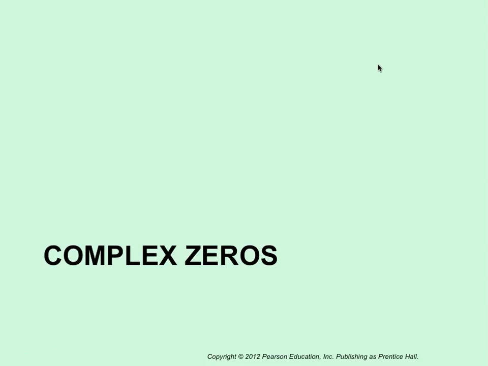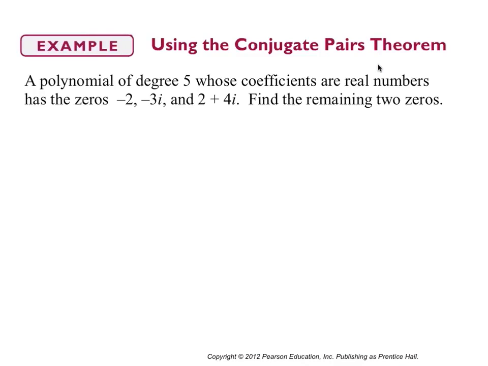Okay, now let's do a quick review of complex zeros. So this should be an easy concept once you remember this, but this is something that I think is easy for students to forget. So let's say that we have a polynomial of degree 5 whose coefficients are real numbers, and we know that it has the zeros negative 2, negative 3i, and 2 plus 4i. And what we want to do is find the remaining 2 zeros.